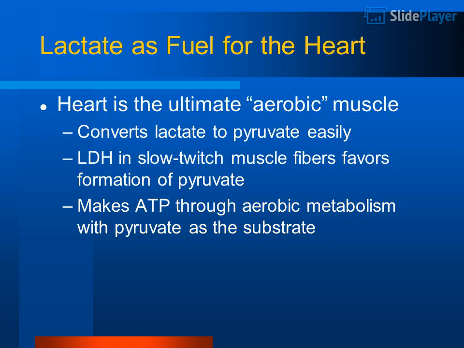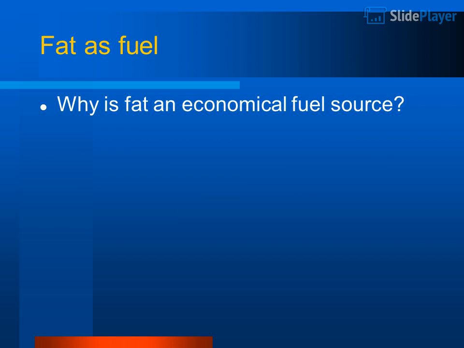Lactate as fuel for the heart. The heart is the ultimate aerobic muscle and converts lactate to pyruvate easily. LDH in slow-twitch muscle fibers favors formation of pyruvate. It makes ATP through aerobic metabolism with pyruvate as the substrate, and fat as fuel.